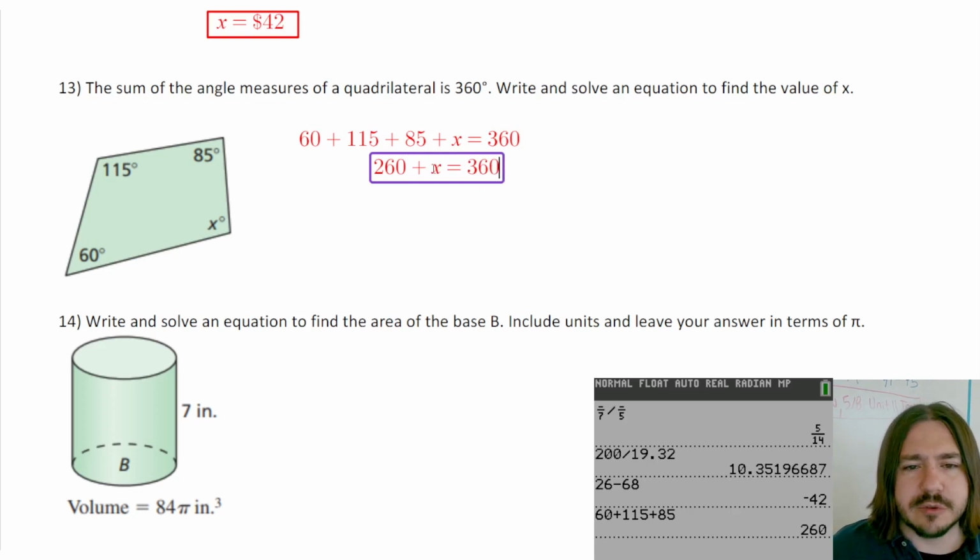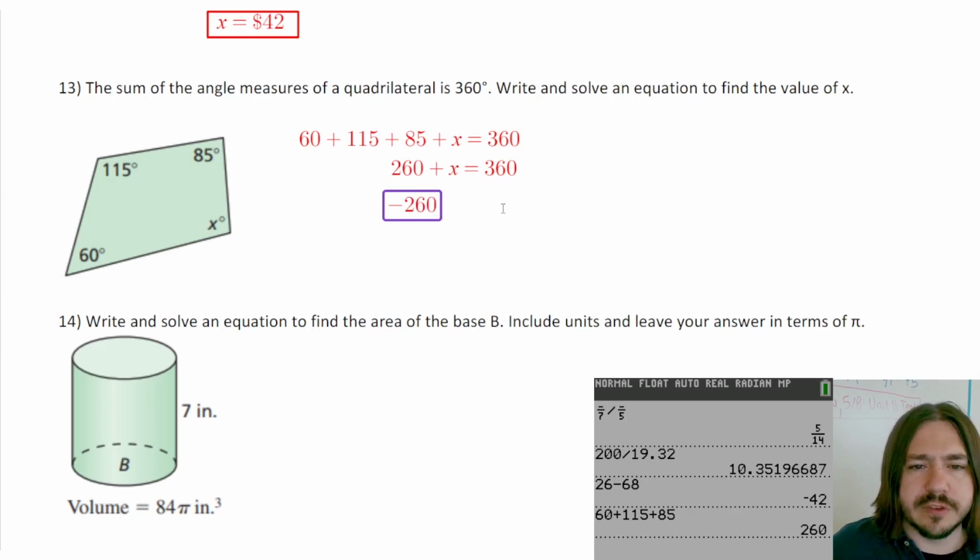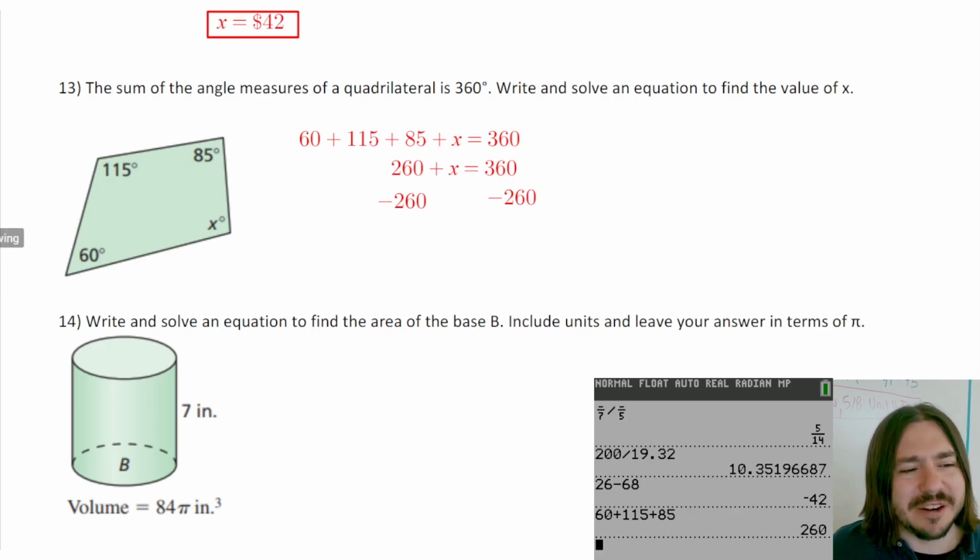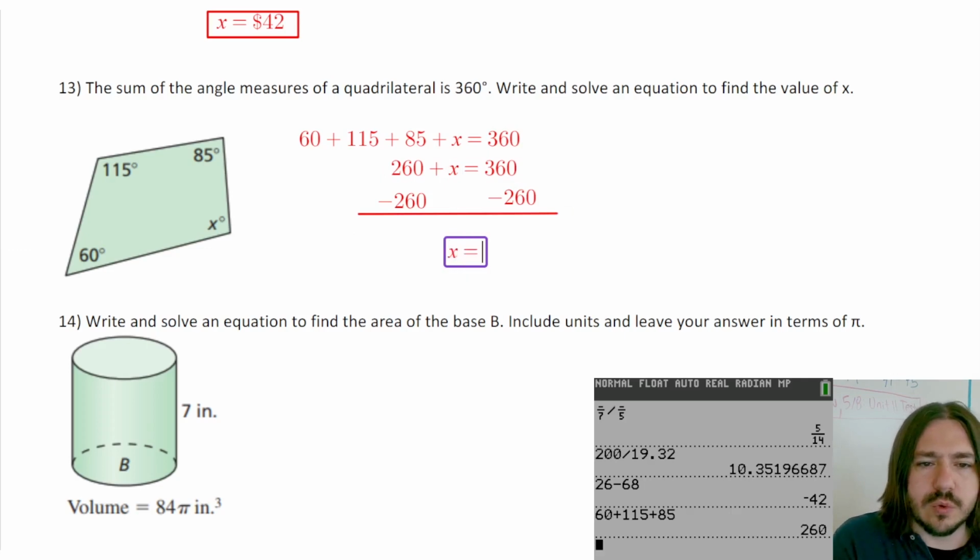And you may be able to do that subtraction in your head because the numbers line up pretty nicely, but I'm still going to show it. So we're going to subtract 260 from both sides. Remember, anytime you want to add, subtract, multiply, or divide a number, you do have to do it to both sides. So you can't just do it on one side, or else the equation will no longer be balanced. So this is going to end up being x equals 100 degrees.